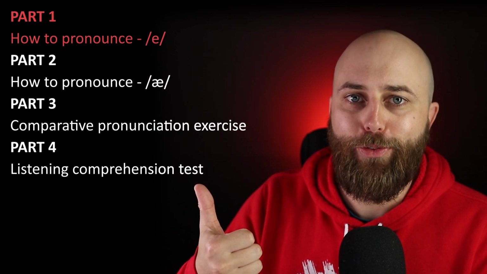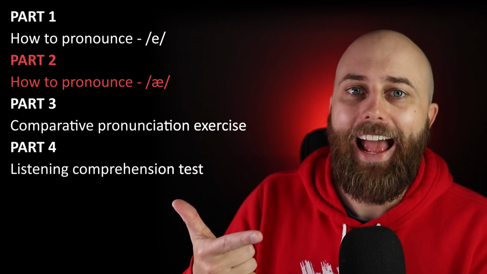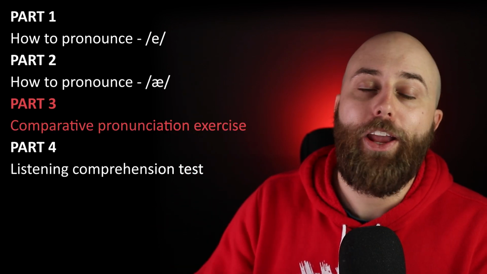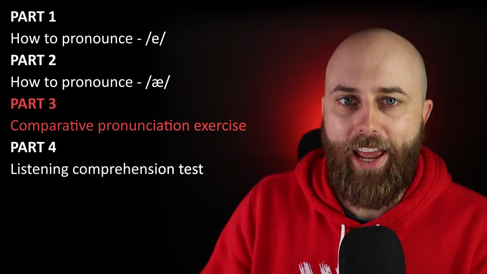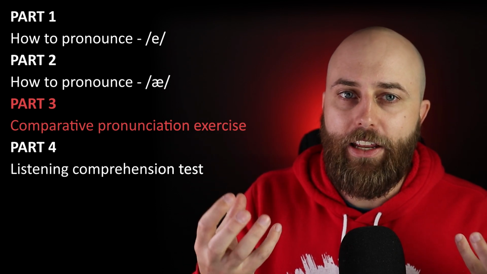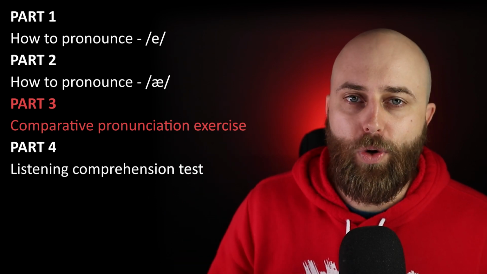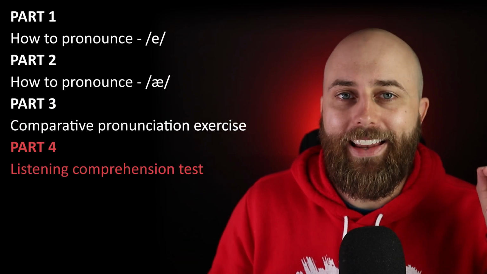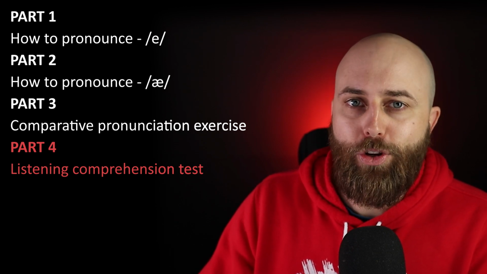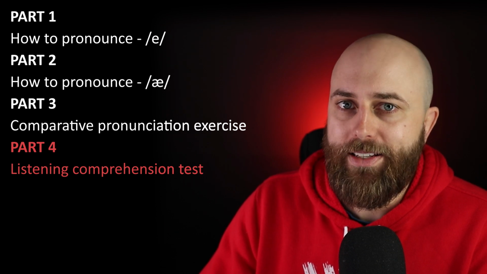So today's lesson is going to be broken up into 4 different parts. In part 1, we're going to go over the vowel sound eh. In part 2, we're going to go over the vowel sound ah. In part 3, we're going to do a comparative pronunciation exercise using minimal pairs. These are words that will only differ in whether they have the eh vowel sound or the ah vowel sound. So this is where you will learn to pronounce the differences. And then in part 4, we're going to train your listening skills to be able to differentiate between these two sounds when you are listening in English.